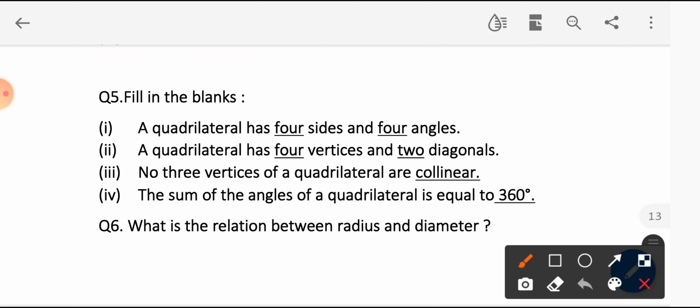Then see the fill in the blanks. Quadrilateral, we know what we mean by quadrilateral? Quadrilateral means it is a closed polygon which has how many sides? 4 sides.